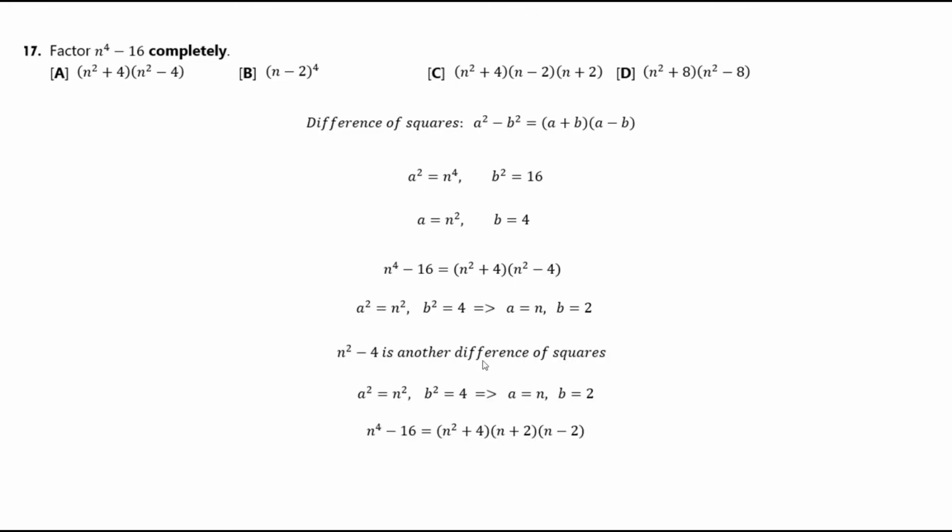So therefore, since we know what a squared and b squared are, we can go ahead and plug it in. So n squared minus 4 becomes n plus 2 and n minus 2. So therefore, our completely factored form is n squared plus 4, n plus 2, and n minus 2.